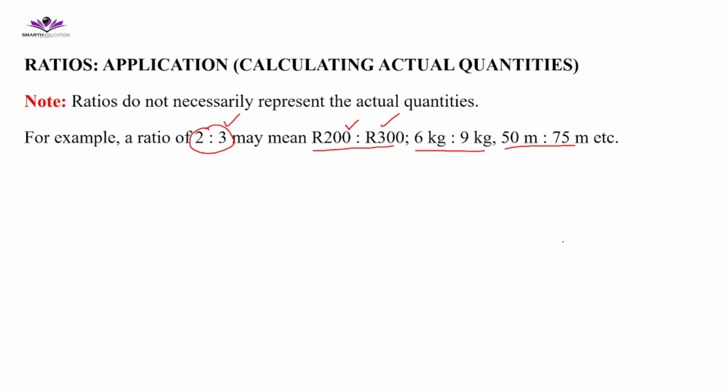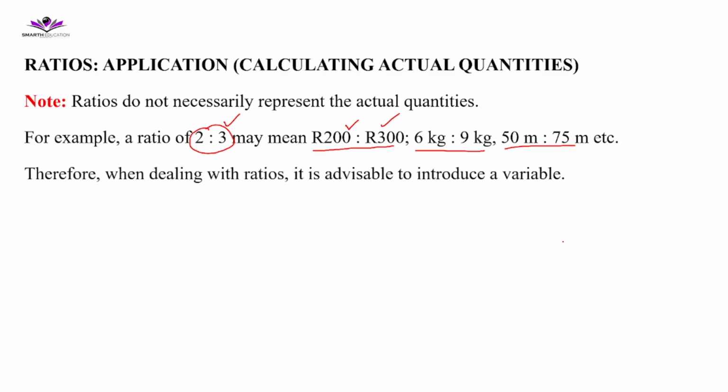So what do we do if we're given a ratio and we are required to find the actual quantities? When dealing with ratios, it is advisable to introduce a variable. It is easier to introduce a variable and find the actual quantities. Let's use these examples. Let's say the total of 200 Rand and 300 Rand is 500 Rand. We have a total of 500 Rand, and the ratio is 2:3. So which amounts do we have here?